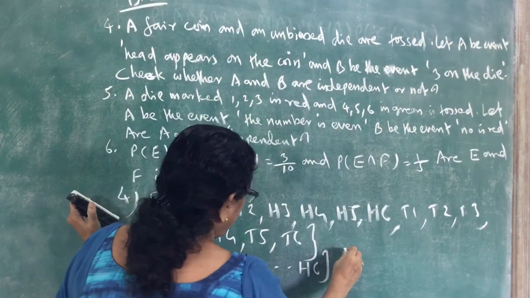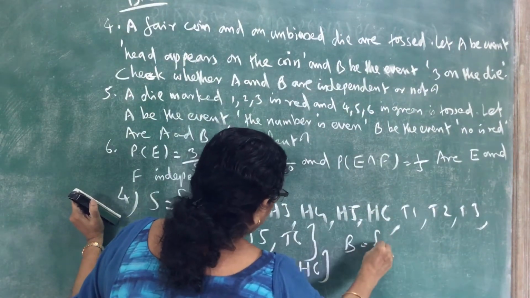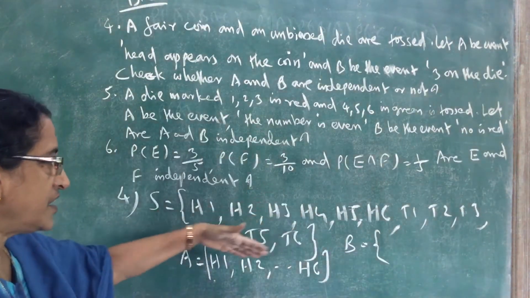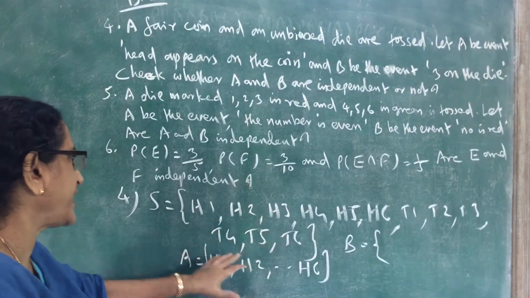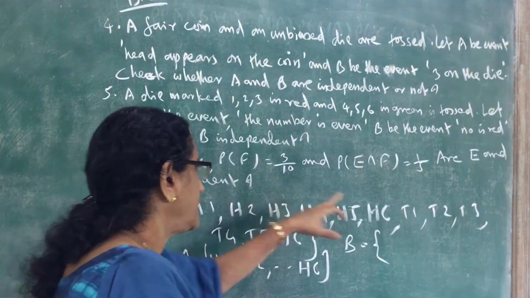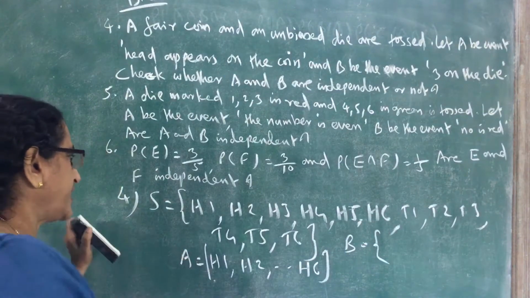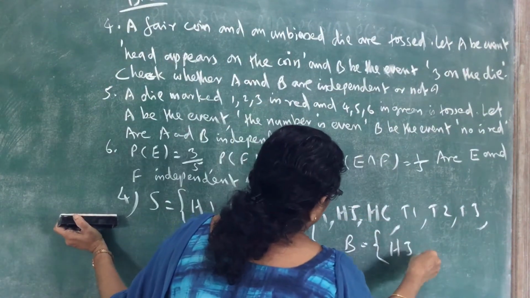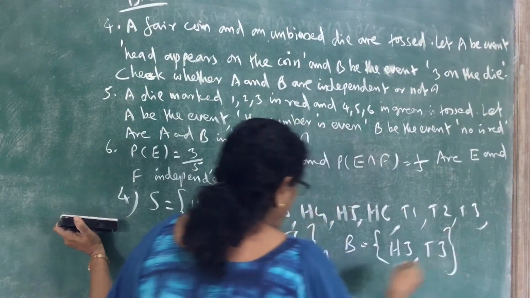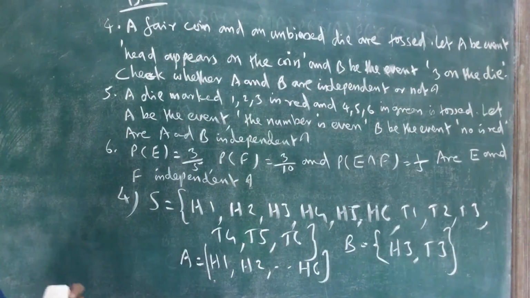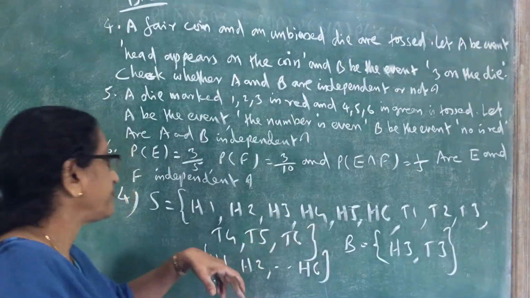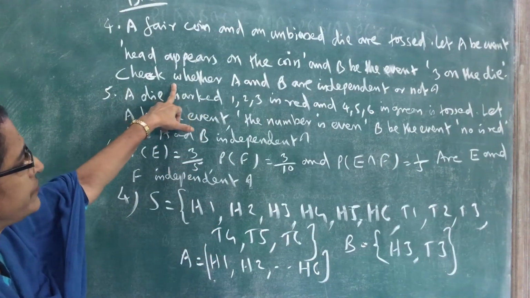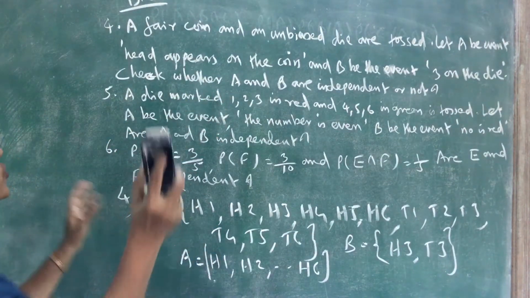Now, B is the event, 3 on the die. So in which case does 3 appear on the die? H3, T3. That is H3 and T3. So 3 appears on the die. So B is H3 and T3. Now we want to find whether A and B are independent events or not.